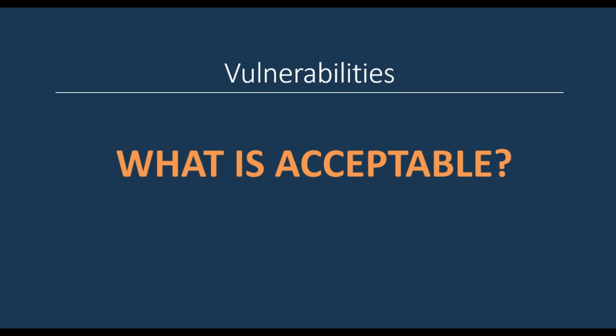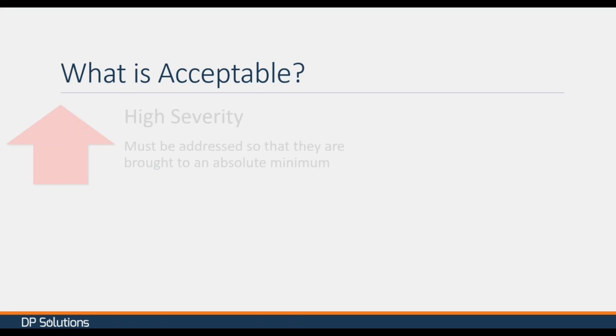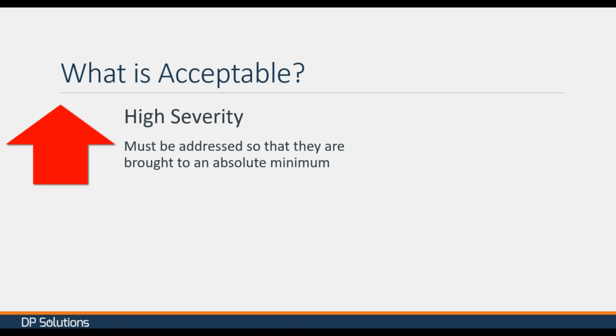So what is acceptable when it comes to vulnerabilities? How far do we have to take this? As I mentioned, the high severity stuff really has to be addressed. Even the basic devices, laptops, even the example I gave of the manager who just likes to watch YouTube on his laptop, I just don't want to have any high severity vulnerabilities on that device. I just think it's not necessary.